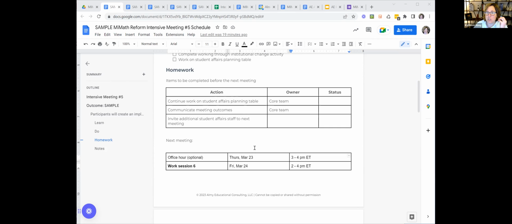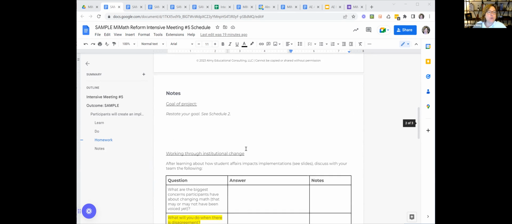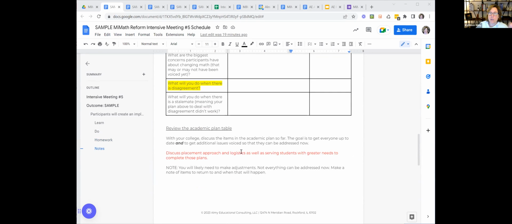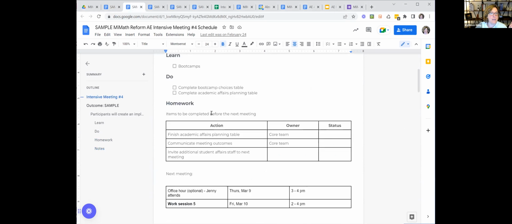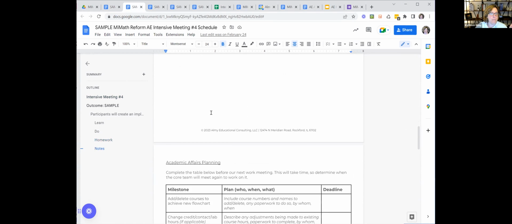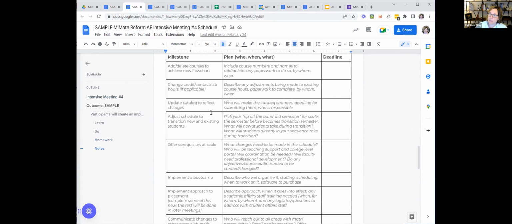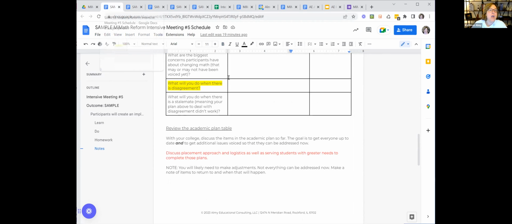Is there something we still need to address? Are there things that we're still trying to figure out? So the main thing you're going to be working on is reviewing what you did, which was your homework last time, the academic affairs planning from Schedule 4, where we are really trying to go through, hey, when are we doing this? And what changes need to be made to the catalog and all that minutia, because that's just part of planning. Okay.